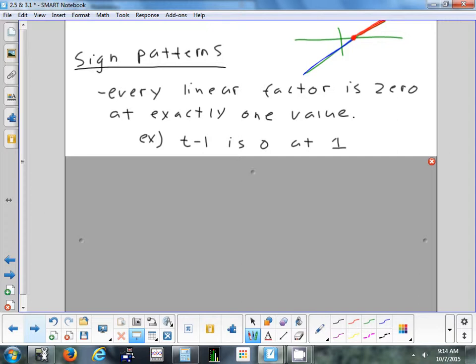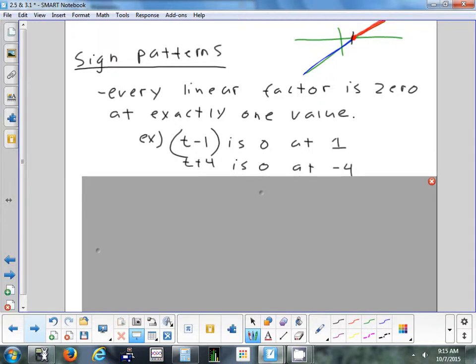So for example, if this was a factor, t minus 1, once we do some factoring, there's one number you could plug in for t that would make this 0. What number is it? Yeah, it's 1. It's kind of like this picture right here. Crosses the x-axis at 1. If this was a factor, t plus 4, there's only one number that you could plug in for t that would make this 0. Negative 4 plus 4 is 0. There's no other number.